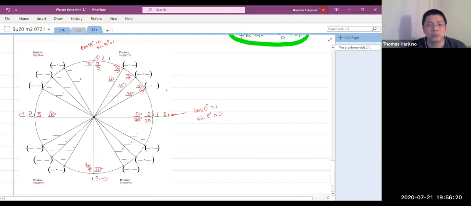Now, how about when the angle is 30 degrees? Then the coordinate is supposed to be cosine 30 degrees, sine 30 degrees. Is it right? But what is sine 30 degrees? That's 1/2. Cosine 30 degrees is radical 3 over 2.